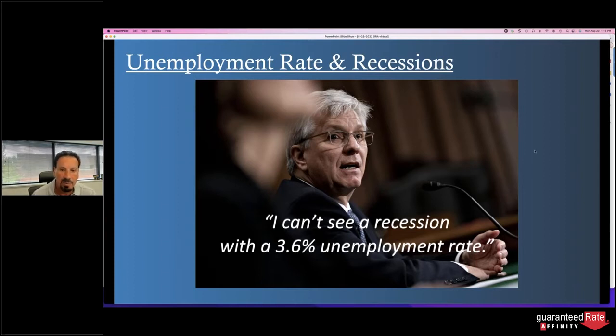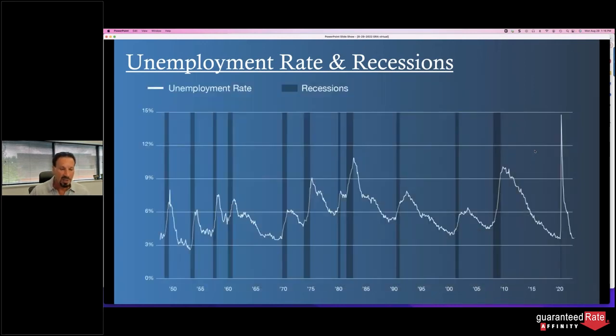Well, Mr. Waller, you probably should look at a little history, because that's precisely when you get recessions. You don't get recessions that start when the unemployment rate is high. Recessions begin when the unemployment rate hits its lowest level and then starts to turn higher. And this looks over the last 100 years, and you will see with absolute 100% accuracy, every time the unemployment rate hits its lowest level and starts to tick higher, you get a recession. So why does that happen?